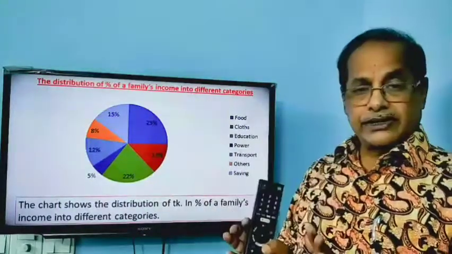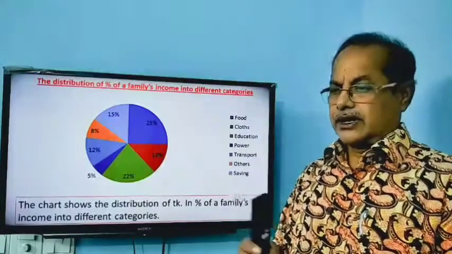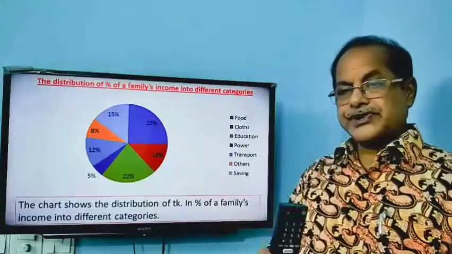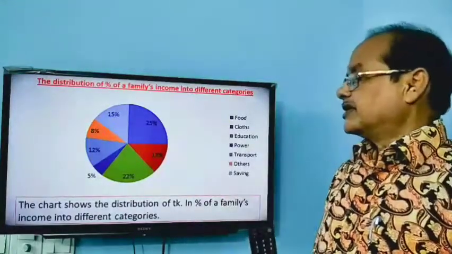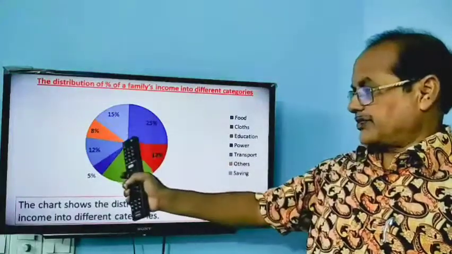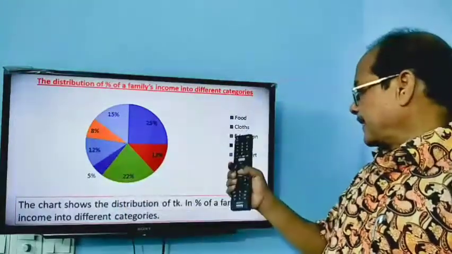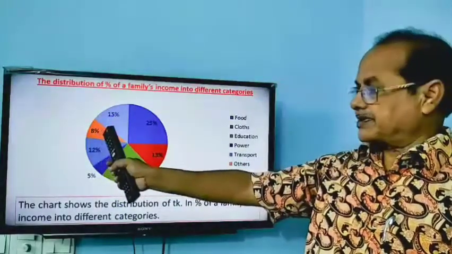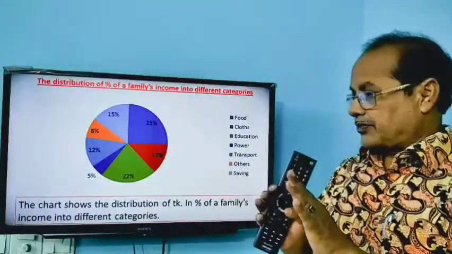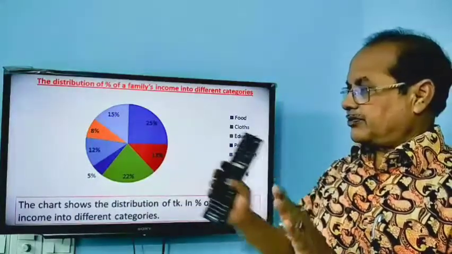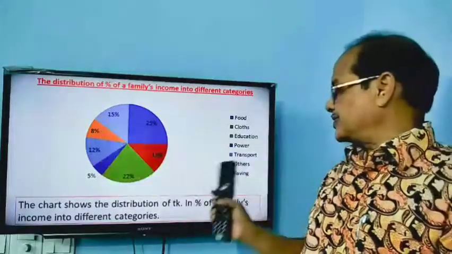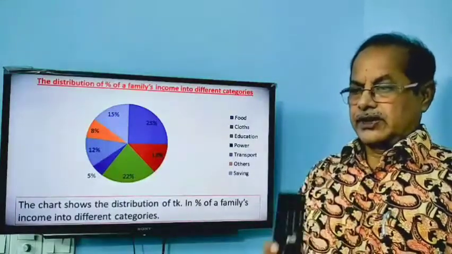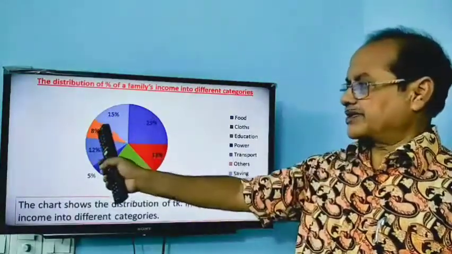Another 12% is to be spent for transportation, both for him going to the office and for the kids going to school and returning from school to the house. And he has to spend 12% of his total income. And you see others, in orange, 8% of his total income. That is, out of 40,000, he has to spend 8% for others, including entertainment, washing clothes, toiletries, cosmetics, all these things, including 8%.